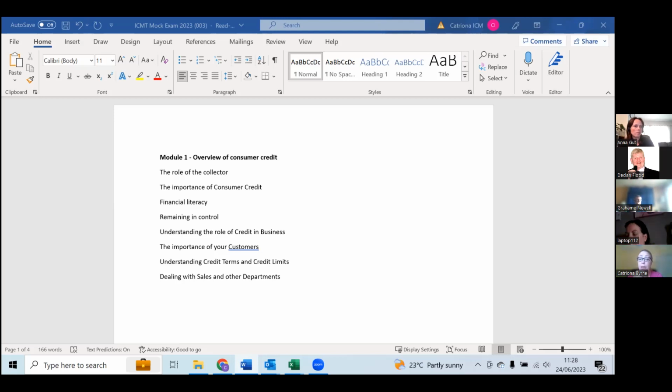So module one is an overview of consumer credit. In day-to-day life, we are all using credit all day, every day, whether it be overdraft, credit cards, bank accounts, and so on. So, credit is that big entity that touches everybody's lives. What we cover in the first part of the collections module is an overview of consumer credit and the importance of consumer credit. We couldn't live without credit nowadays.